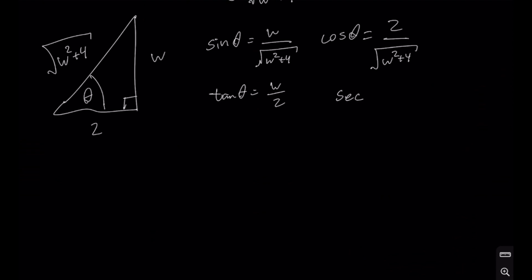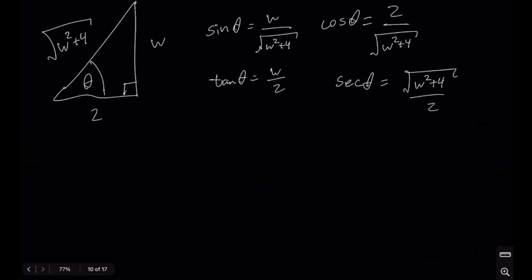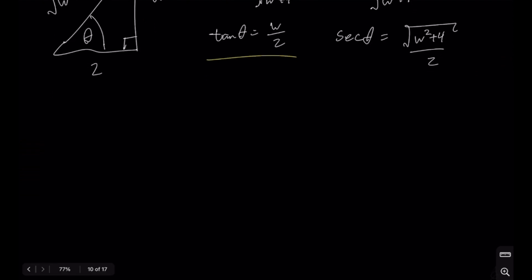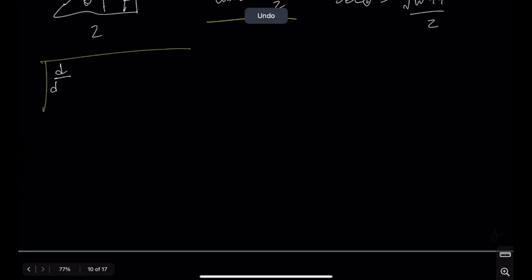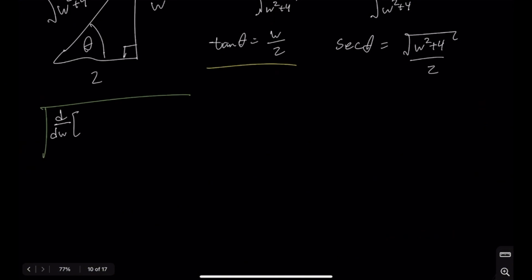And then secant theta is going to be equal to 1 over cosine. So again, look for the simplest one. Which one's the simplest? And usually you'll find that tangent is the most simple. So I guess we're going to be picking that one a lot. Okay, next. Differentiate both sides. So I'm going to differentiate with respect to w: d/dw of tangent theta is equal to d/dw of w over 2.